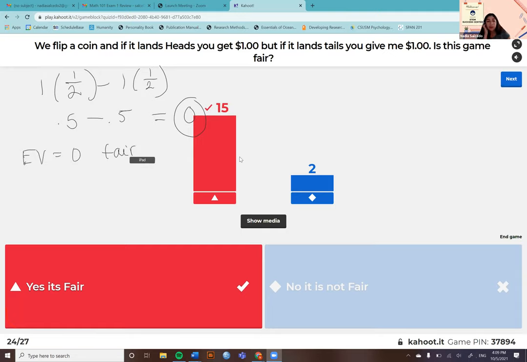And when it's not fair, say it's like 30 cents, that's technically not fair because you're expected to profit 30 cents. Or if it's negative 30 cents, that's also not fair because you're expected to lose 30 cents. So if it's positive, that's what you expect to profit. Negative, that's what you expect to lose. So this would be not fair, but 0 is fair. Any other number besides 0 for expected value is not fair because someone's either gaining or losing. All right, it's a good question. Any other questions for expected value?